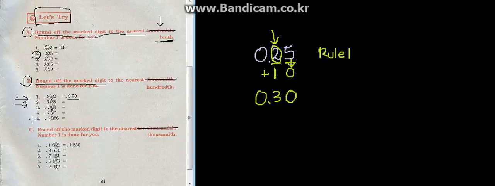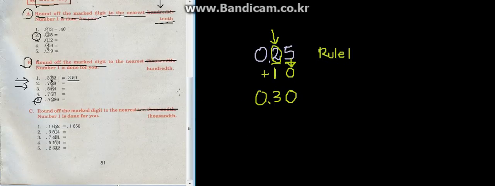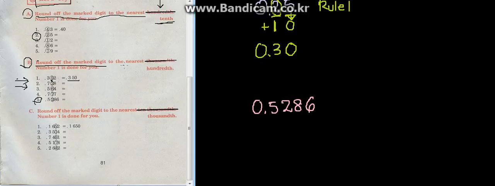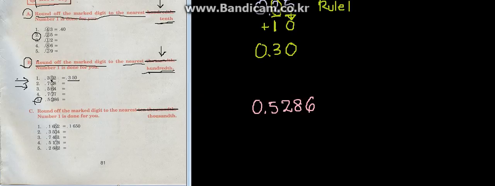Now we'll start working with these numbers. I will work with number 5. For number 5, we have 5,286 over 10,000, and we want to round it off to the nearest hundredth. Let's go back to the book. It says that we have to round it off to the nearest hundredth. Fix the thousands into hundreds, so we have to round it off to the nearest hundreds.